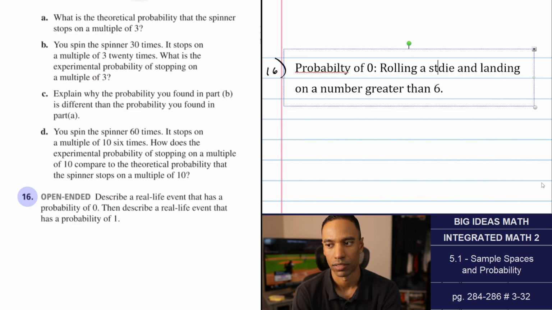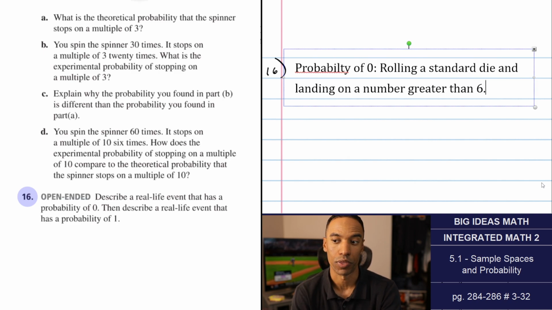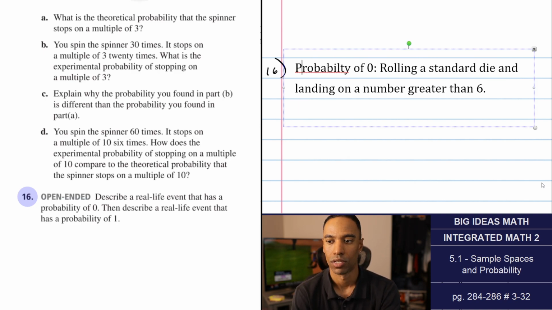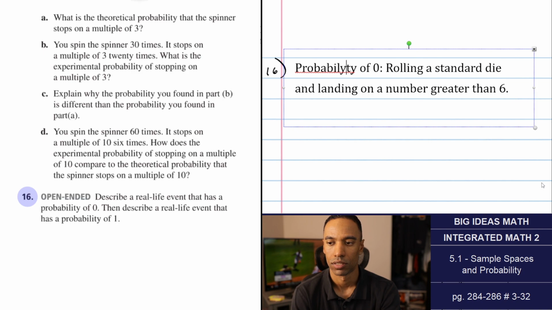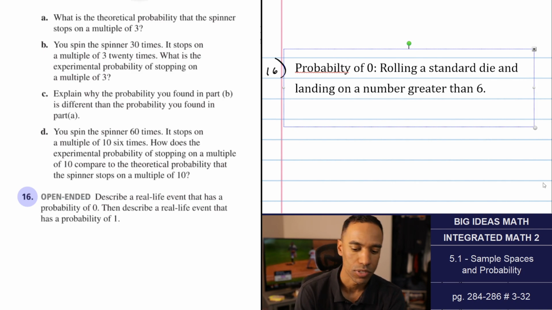A standard die that goes 1 through 6. It's just a 0% chance. That's a weird way to spell probability. Where's the I? There it is.